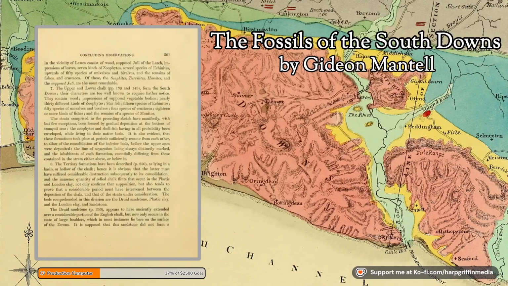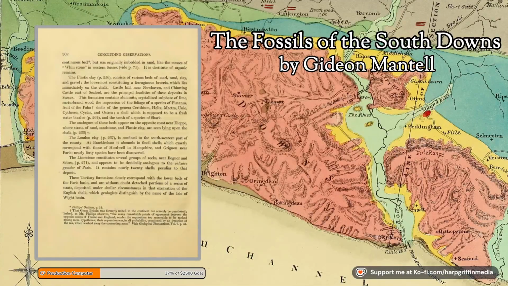The Druid sandstone, page 253, appears to have anciently extended over a considerable portion of the English chalk, but now only occurs in the state of large boulders, which in most instances lie bare on the surface of the downs. It is supposed that this sandstone did not form a continuous bed, but was originally embedded in sand, like the masses of Winston in western Sussex. See page 71. It is destitute of organic remains.